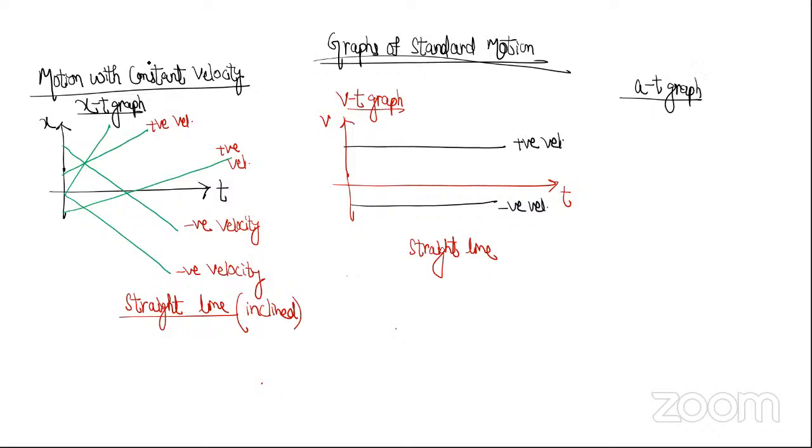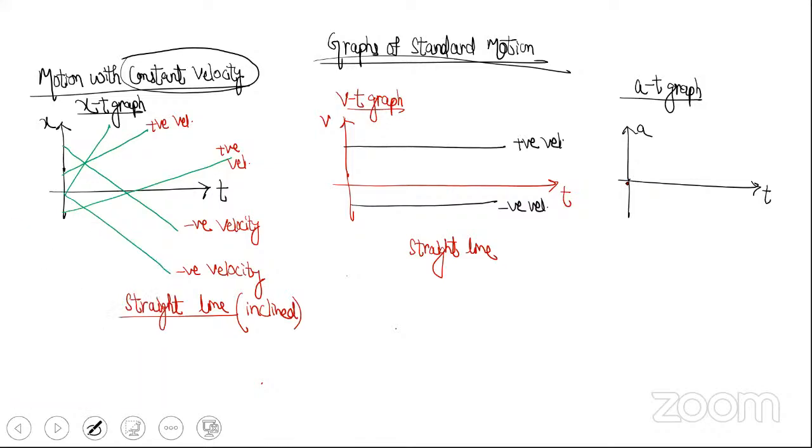We are doing it for constant velocity, isn't it? So constant velocity means there is no acceleration. No acceleration means zero acceleration. So if you plot an a-t graph, the graph will be somewhere here. Acceleration is always zero at every time. So this is also a straight line.